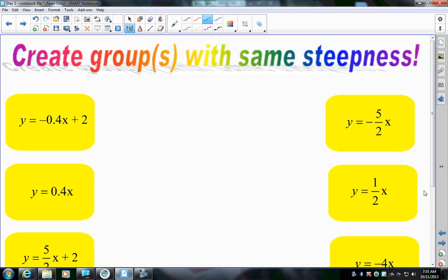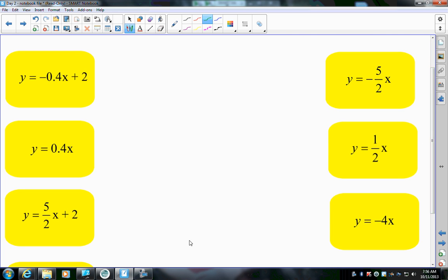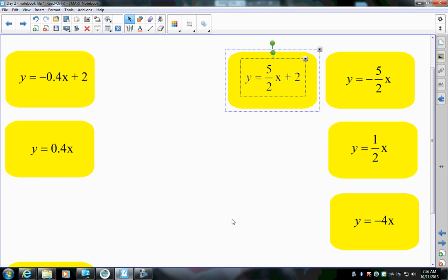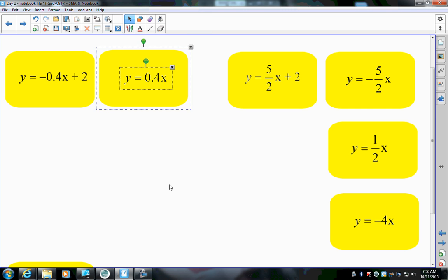So right here it was saying create groups with the same steepness. When I look at things like these right here, I'm trying to look at just the slopes. -5/2, what would have the same steepness? 5/2, right? These two would go together. The 0.4 and the -0.4, those two go together.